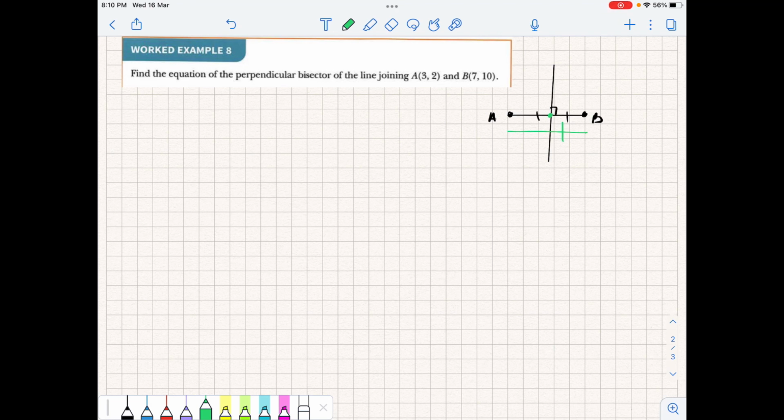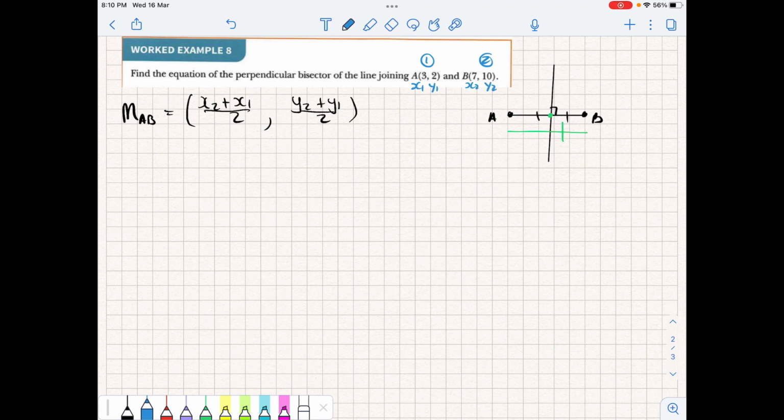So we'll start off by finding the midpoint. We know that the midpoint of AB is going to be equal to ((x2 plus x1) over 2, (y2 plus y1) over 2). And I can specify whichever one I want to be 1 and 2. So that makes this x1, and this is y1, and this is x2, and this is y2.